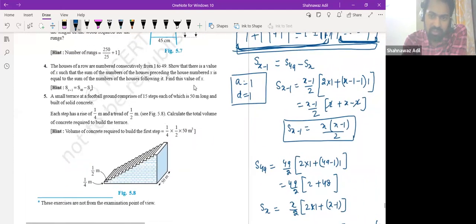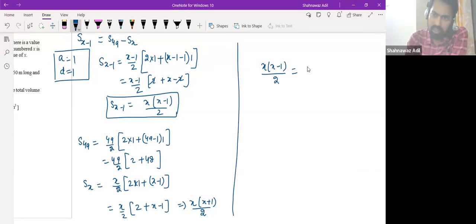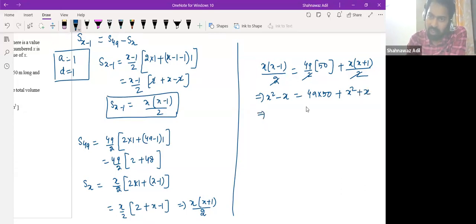Then we had to find the value of x. So x into x minus 1 by 2 is equal to 49 by 2 into 50, minus x into x plus 1 by 2. The 1 by 2 is common everywhere, so we can cancel it. Then x squared minus x equals 49 into 50 minus x squared minus x.